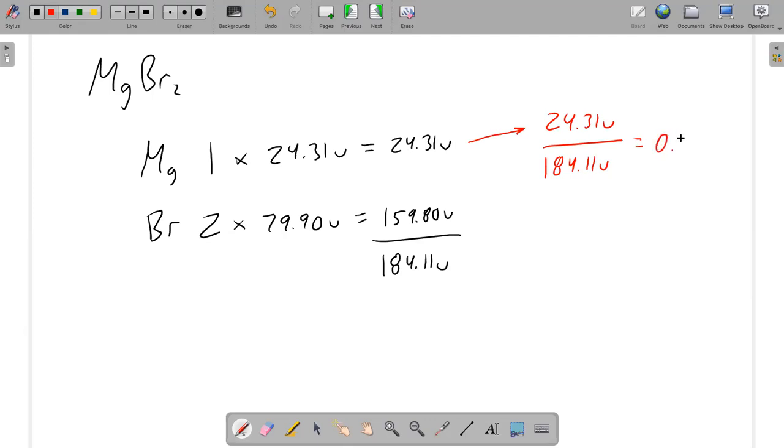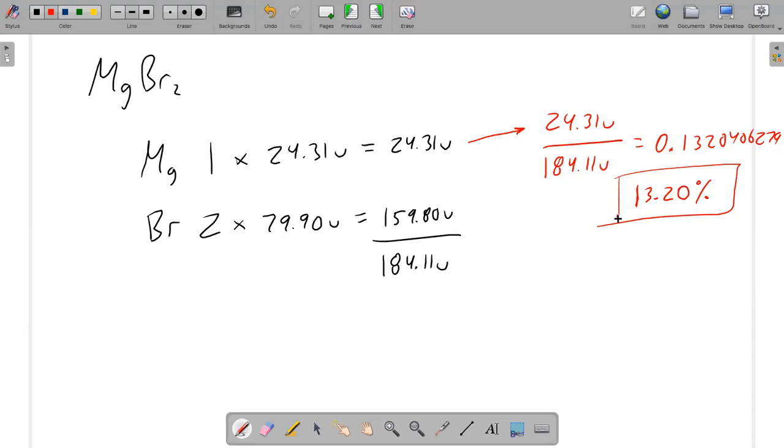So this on my calculator says 0.1320406279. You don't want all that stuff. You only want 4 significant digits and expressed as a percent. So 13.20%. That means that the rest of it, like 87% of the mass of magnesium bromide, is bromine.